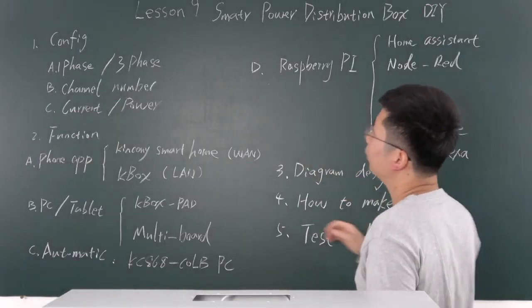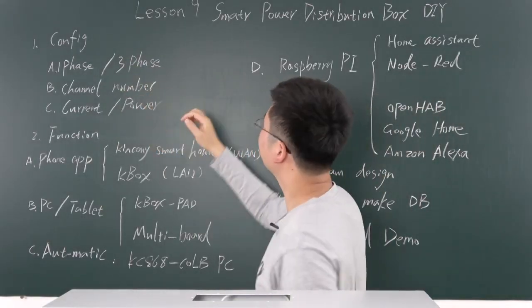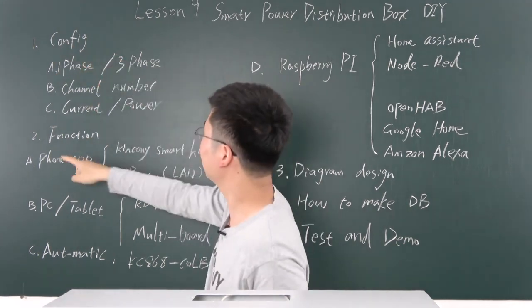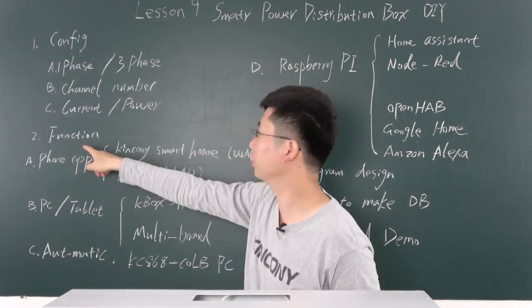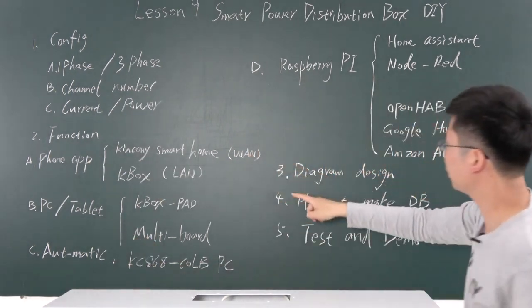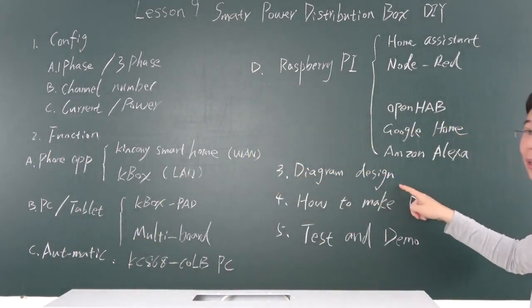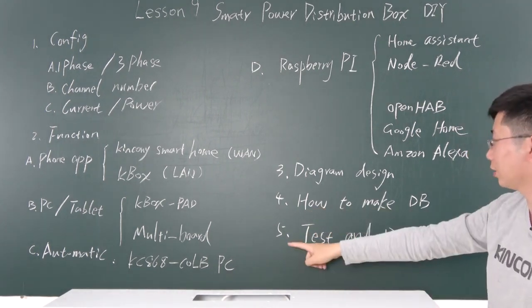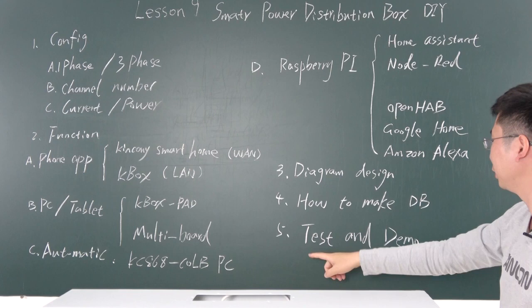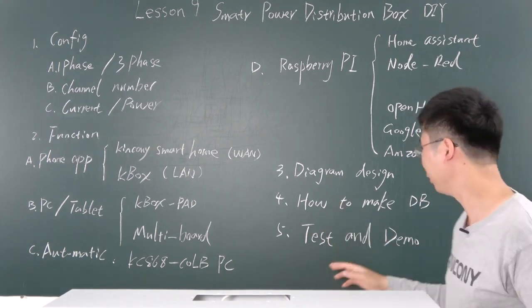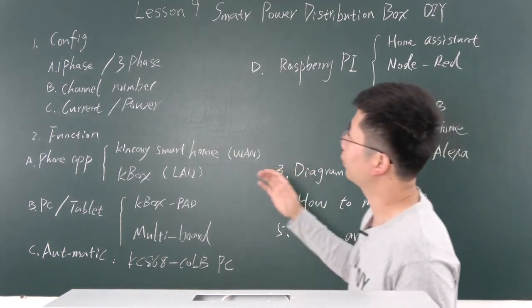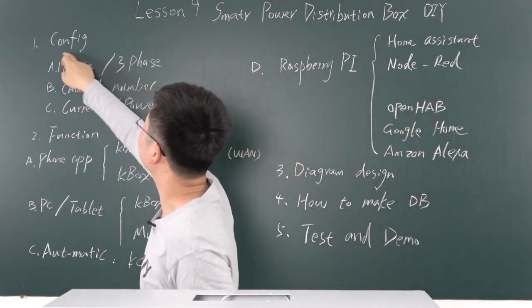These lessons cover 5 points. The first one is configuring the DB, the second is what functions you need, the third is diagram design, the fourth is how to make it, and the fifth is how to test it and a demonstration video for the DB box. So let's look at the first one, how to configure the DB.